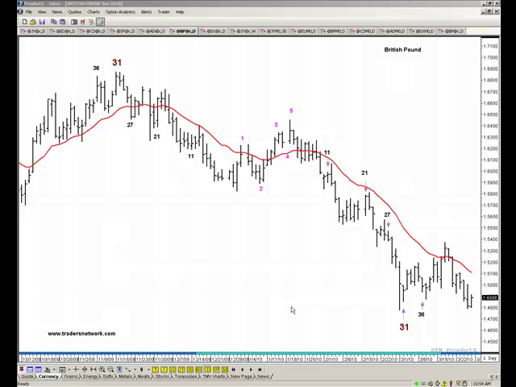I'm looking at the British pound continuous chart of the Globex British pound. I'd used this in a previous video, but it had a very good cycle that I could use to illustrate what I'm talking about. First of all, let's just go back and revisit some of what I'd done in the past.